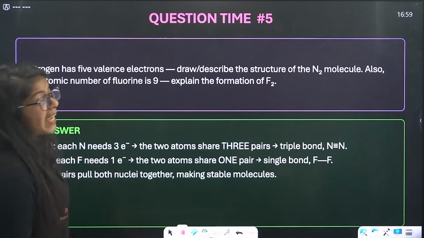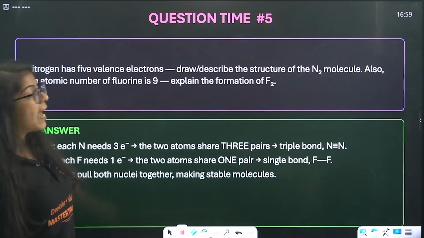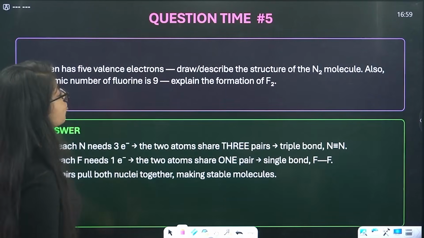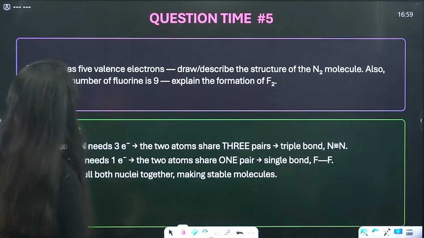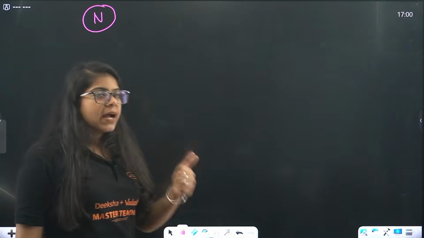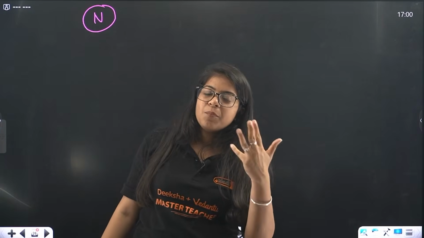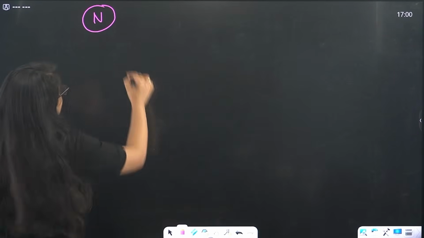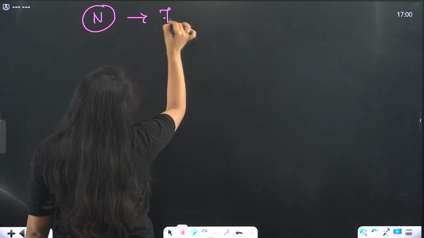Nitrogen has 5 valence electrons. Draw or describe the structure of N2 molecule. Okay, now let's talk about nitrogen. Beta, what is the atomic number? Hydrogen, helium, lithium, beryllium, boron, carbon, nitrogen. Nitrogen is 7th, right? So the atomic number of nitrogen is 7.